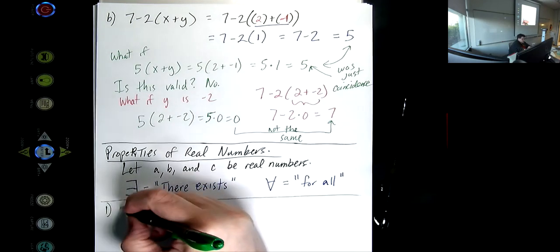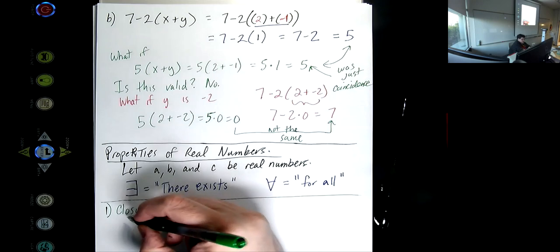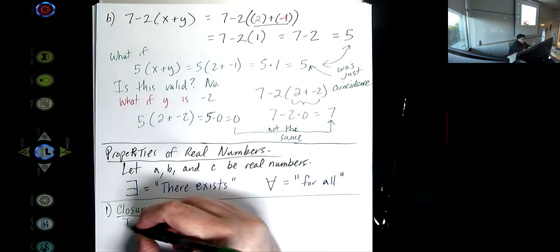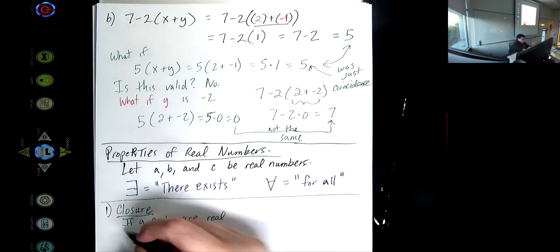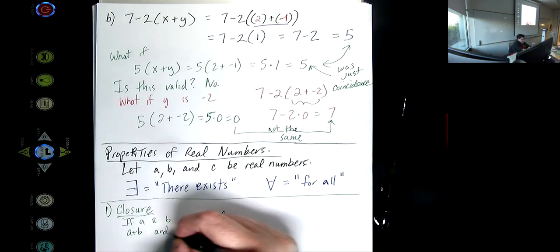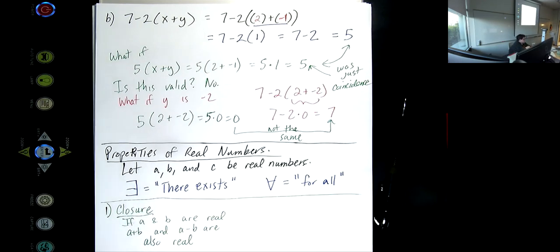So the first property is called closure. The way this one goes is if A and B are real, A plus B and A minus B are also real. Two is a real number, 5 is a real number, 2 plus 5 is 7, 7 is a real number. Lame.